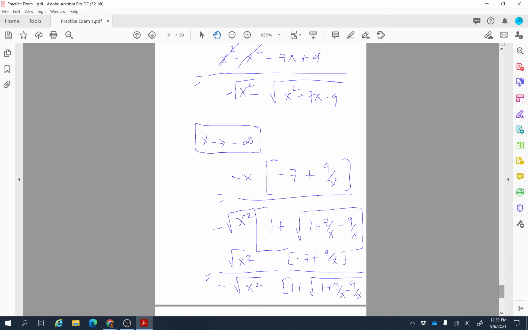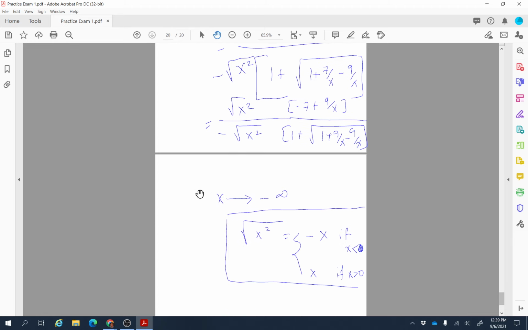Now if you try to use that limit, when x goes to infinity, on the top and bottom, you should be able to cancel this one. And this one would be 0, this one would be 0, this one would be 0. So eventually negative 7 on the top and 1 plus square root of 1 on the bottom, which is negative 7.